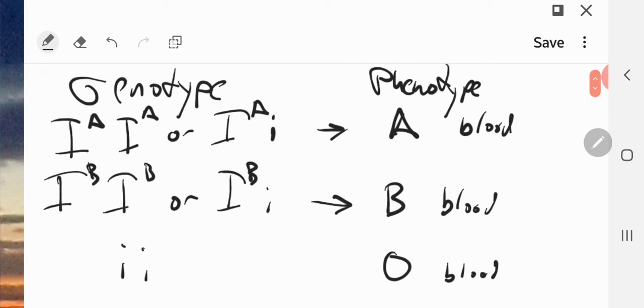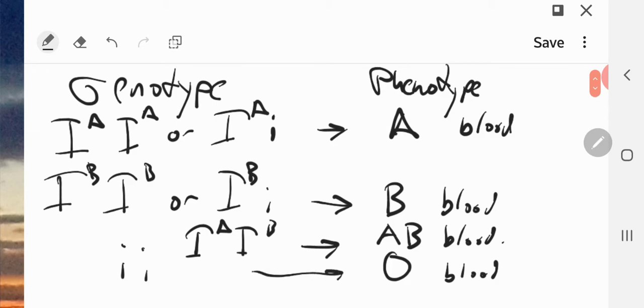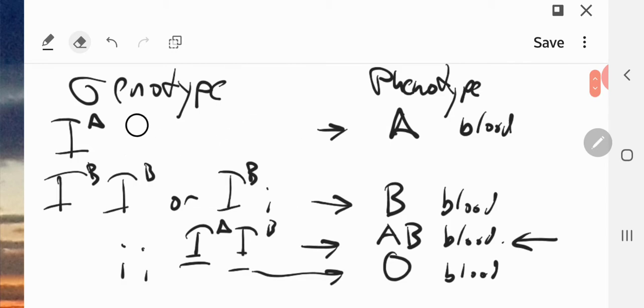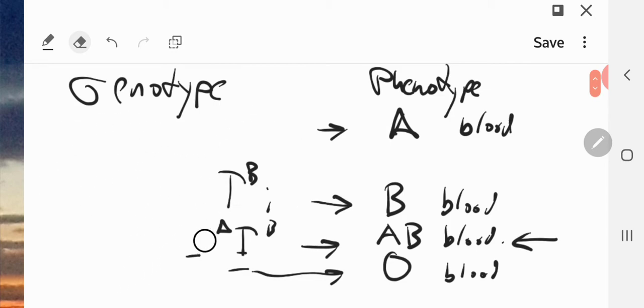Oh, but we're forgetting another type of blood, aren't we? We're forgetting that AB blood. Well, how do you get this? Wait. So here you have an I A, I B. And now, with these four types of blood, with these different combinations, it becomes clear that since AB blood can exist, this is not your standard dominant recessive. And what this is called is co-dominant.